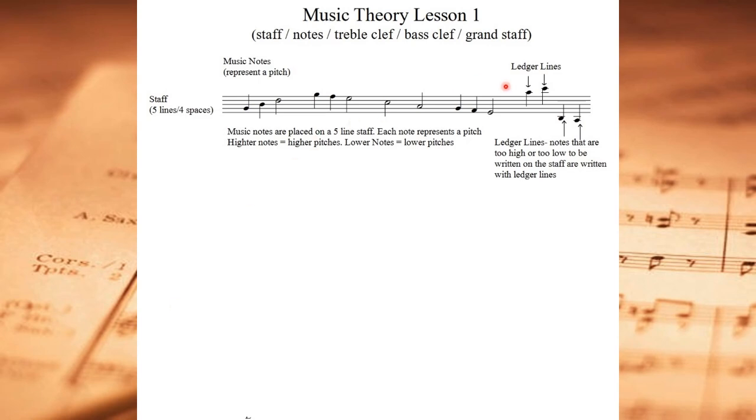We have here what are called ledger lines. When notes are too high or too low to be written on the staff, they are written on these ledger lines. So you see here, this note is written with 1 ledger line, and this note is written with 2 ledger lines.